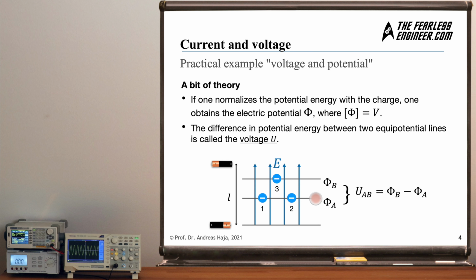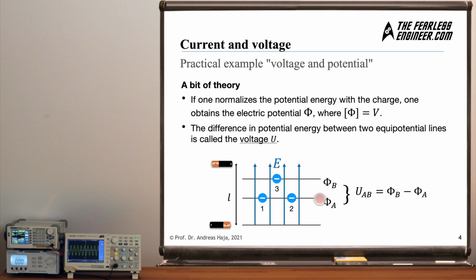So what we want to do is describe the properties of this equipotential line, but we want to make this independent of charge. So we can just take a new amount of charge and say, okay, if we know phi A, the properties of this equipotential line, then we can take any amount of charge which we want and move it to this position and then say, okay, this amount of charge at this position has this and that potential energy.